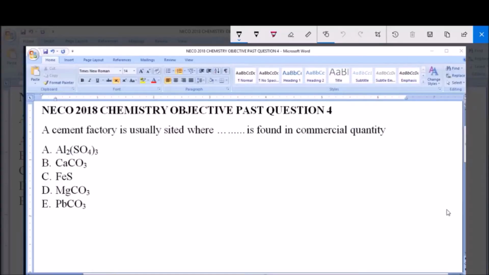Hello and welcome. I will be answering NECO 2018 Chemistry Objective Past Question 4. A cement factory is usually sited where dash is found in commercial quantity. You have A, Al2(SO4)3, this is aluminium sulfide.